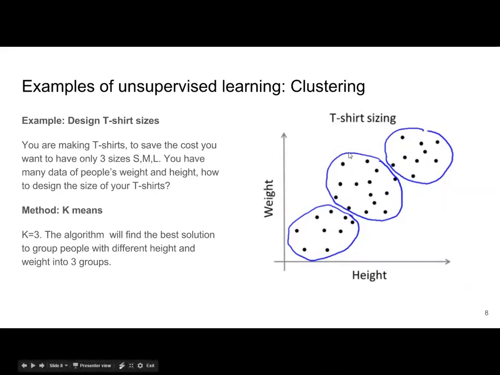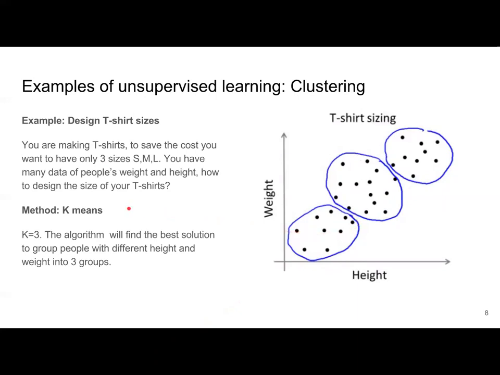A reasonable grouping of the data seems to be the 3 blue circles. If you want to design 3 sizes, the small size should cover people with this kind of height and weight. The medium covers this part, the large covers this part. Sorry, you probably don't see this. I'll repeat: the small may cover this part, medium this part, large this part. So this seems to be the best solution.